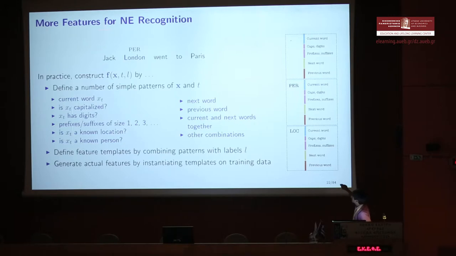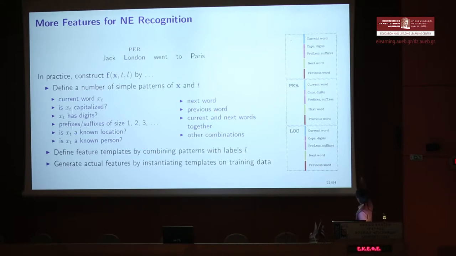Say that I want to represent this kind of thing, Jack London, with a label. In practice, what we're going to do is define feature templates that capture the current word. That's what I saw before. So maybe that creates a chunk of dimensions capturing the current word, whether it is capitalized, whether it has digits. I will have another chunk of dimensions capturing that. I will have prefixes and suffixes that can be relevant, whether the current word is in some dictionary of known locations, the next word, the previous word.